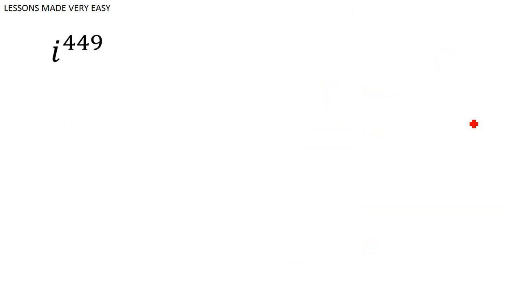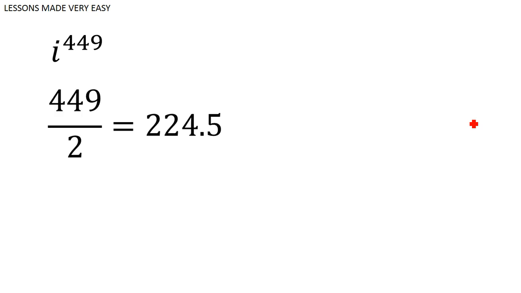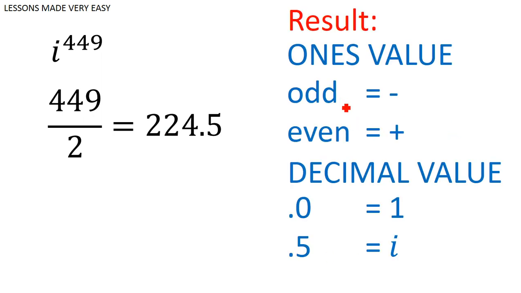And my last question is i to the power of 449. Divide by 2 is 224.5. So the rule: this one is even, so it should be positive. And then how about the decimal? 0.5, so it's i. So that's it.